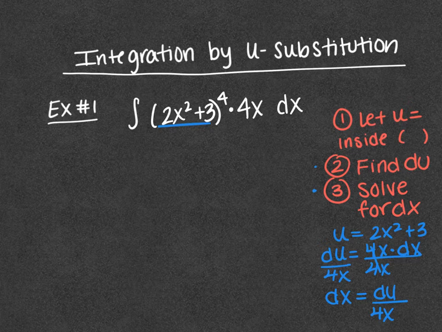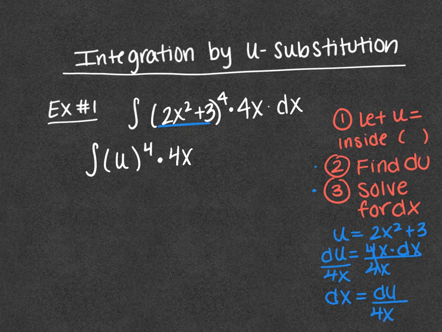So now that I have this information, basically this stuff right here was setting us up so that we can solve. So let's go back to our original problem. And I want to integrate u to the fourth. Notice how now I'm putting u in instead because 2x squared plus 3 is what I let u equal. And I'm going to leave the 4x alone, so times 4x. And then technically this is times dx as well. So now I found dx already. dx was du over 4x. So I'm going to put that here.